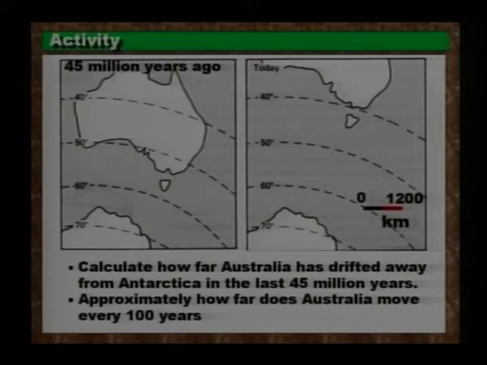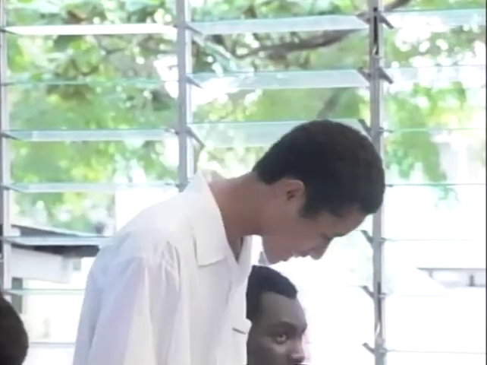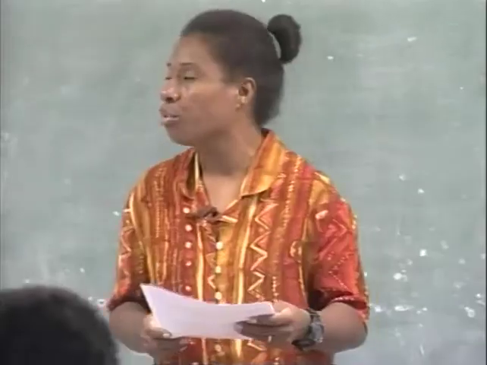Okay, Patrick, do you need to do your calculation on the board to show how you got your answer? Okay, Patrick is going to only explain how he got his answer, and the rest of us are going to double check on that work. The question again, calculate how far Australia has drifted away from Antarctica in the last 45 million years. My answer was 2,200 kilometers. Okay, his answer is 2,200 kilometers. Would you like to explain how you got your answer?